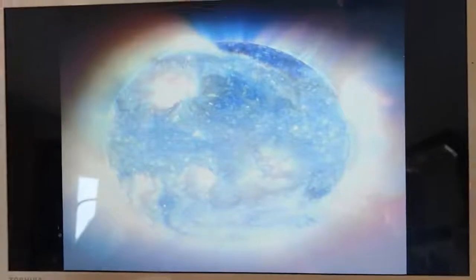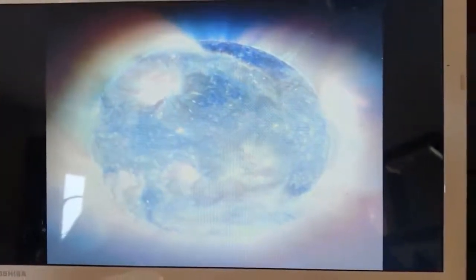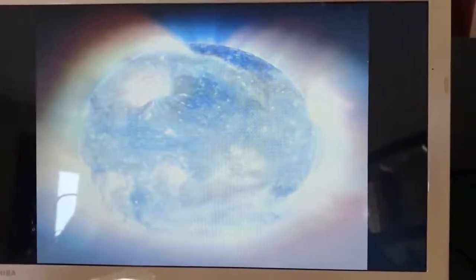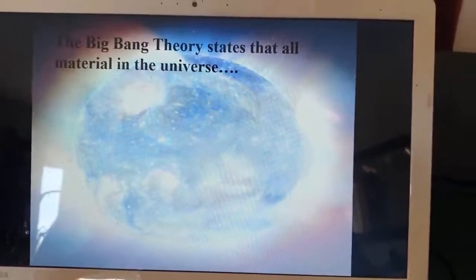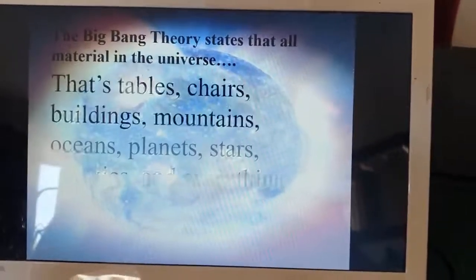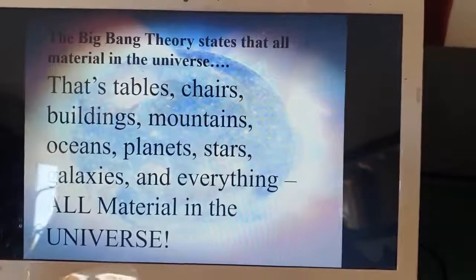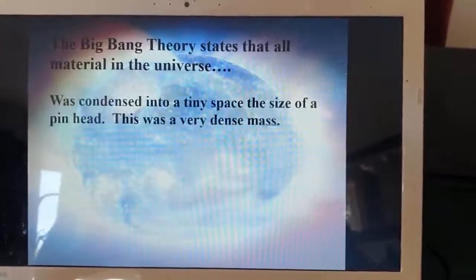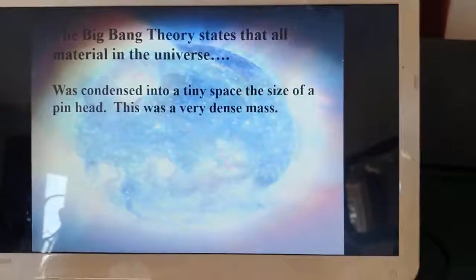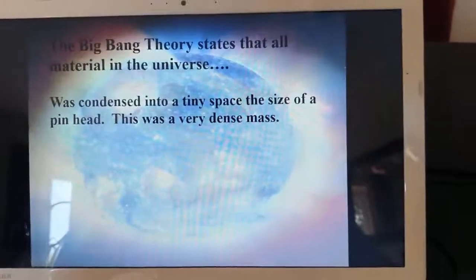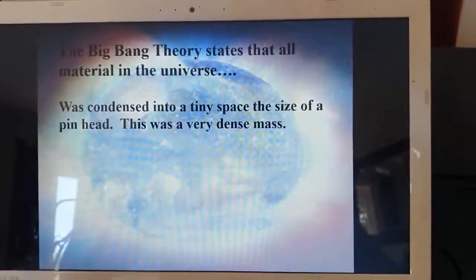To give you a bit of help with this, I made some notes on the Big Bang Theory and made it really as basic a summary as I think I could, just to try and explain it. Essentially, as far as I understand it, the Big Bang Theory states that all the material in the universe, so that's literally everything, was condensed into a tiny space, I think smaller than the size of a pinhead. And obviously that was a very dense mass.